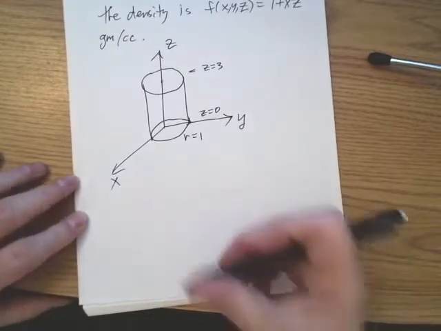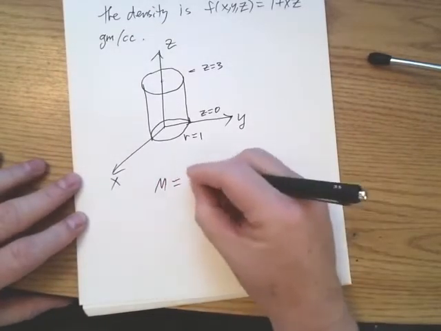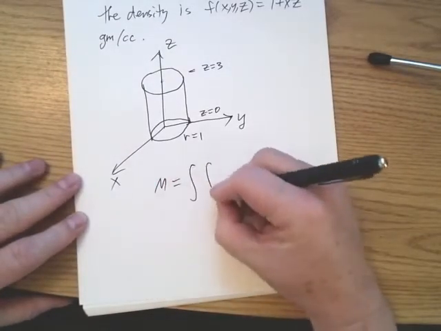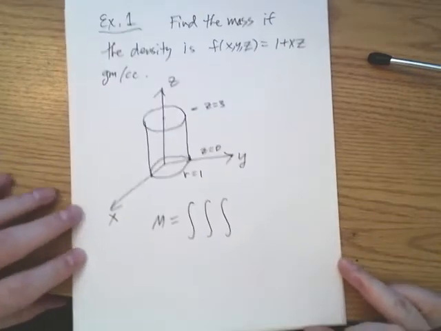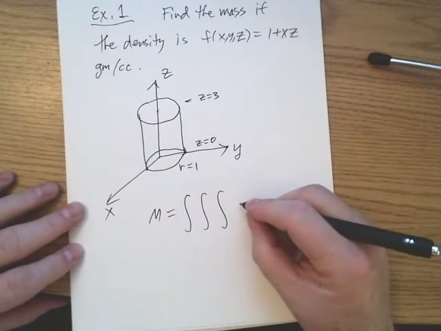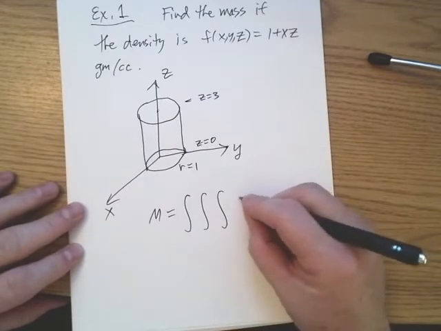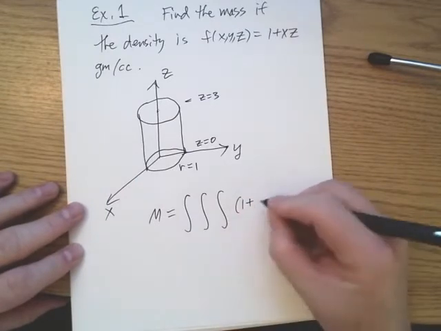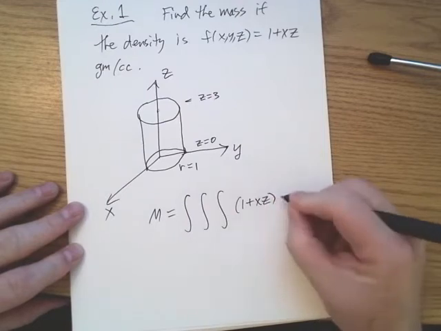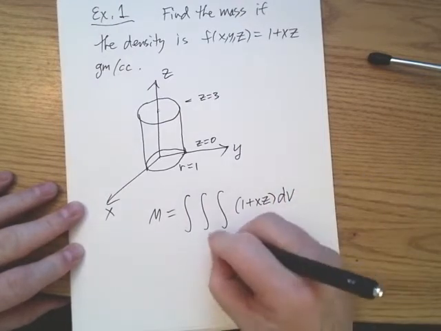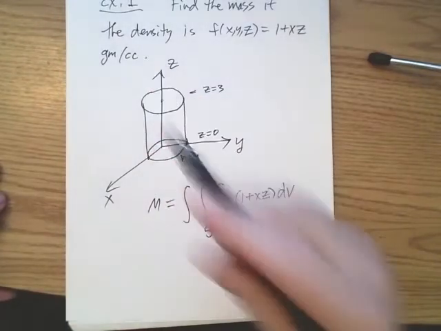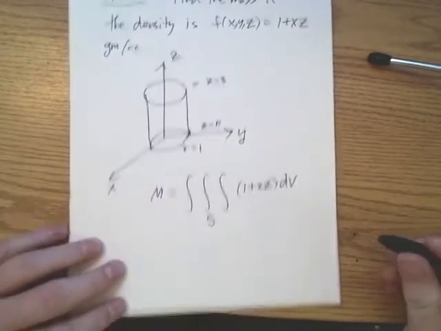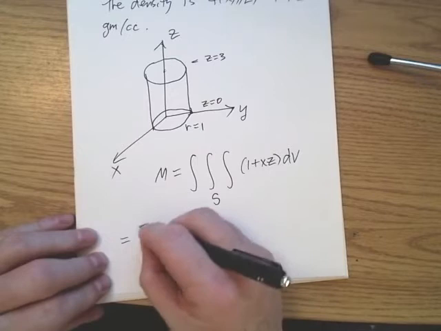Okay, let's go ahead and write an expression for the mass of this cylinder. So it would be the density times differential volume integrated over the entire cylinder, which we're calling the solid S. Well, the first thing you would need to see is what?